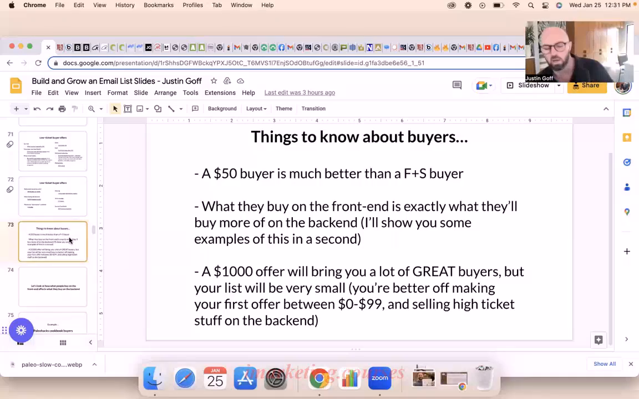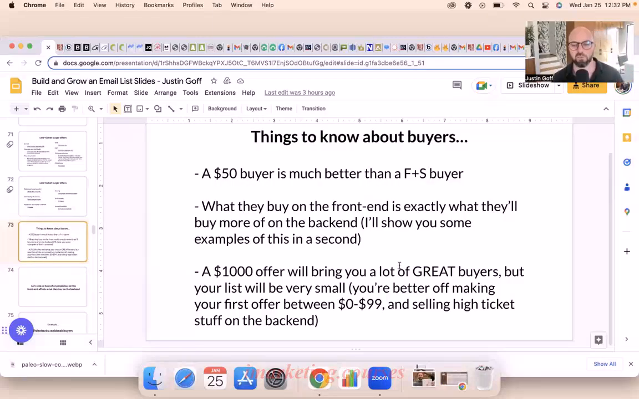I just want to go over this because this is really important. So things to know about buyers. As we said before, a $50 buyer is much better than a free plus shipping buyer. Also, what they buy on the front end is exactly what they'll buy more of on the back end. This is something I wish I would have learned a lot sooner. I'm going to show you a bunch of examples of this in a second, so you know exactly what I mean. $1,000 offer is going to bring you a lot of great buyers, but your list is going to be very small. So if you're putting people on your list with a really high ticket offer, they're going to be great buyers, but you're going to have a really small list.